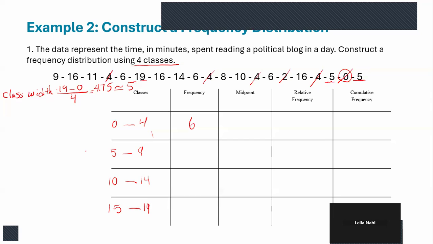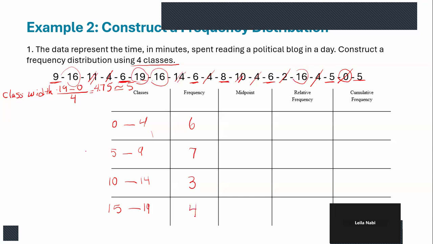How many numbers do we have from 5 to 9? 1, 2, 3, 4, 5, 6, 7. How many numbers do we have from 10 to 14? 1, 2, 3. And how many numbers do we have from 15 to 19? For the remaining numbers that we have in the data set, it's 1, 2, 3, and 4.